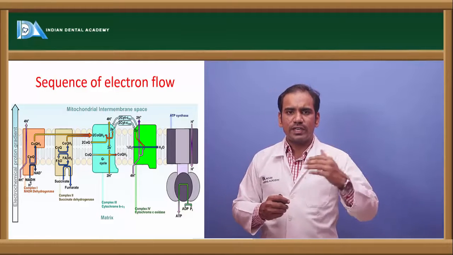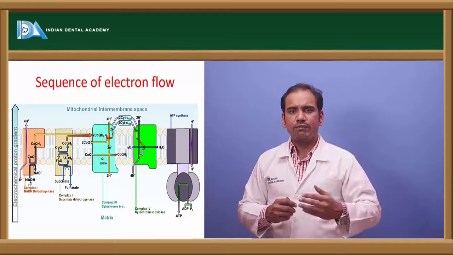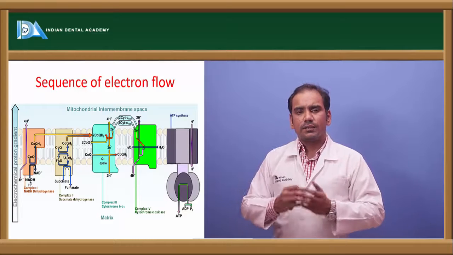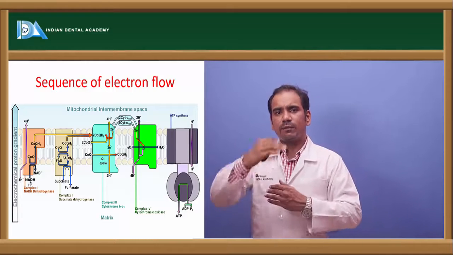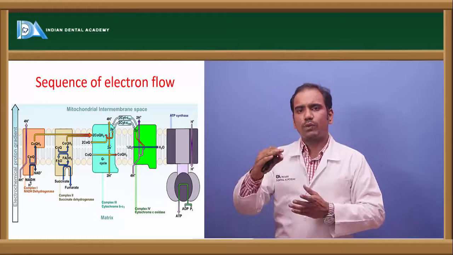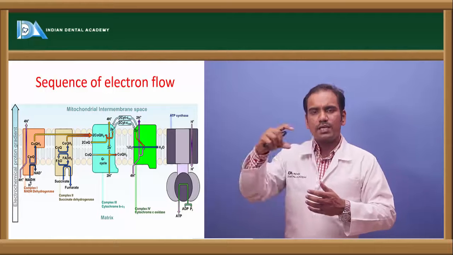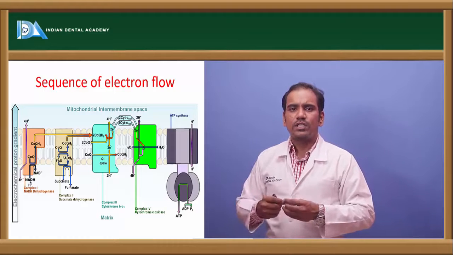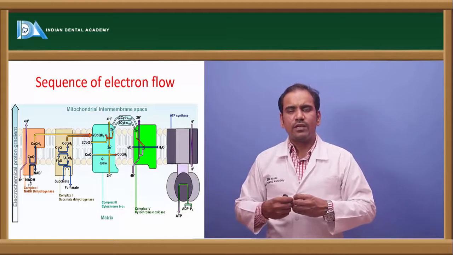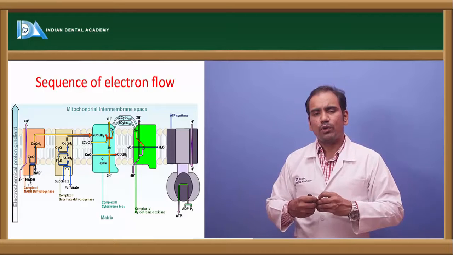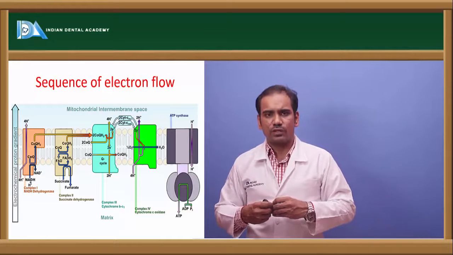So there is oxidation of reducing equivalents, and that results in the creation of a proton gradient, and that proton gradient is responsible for the synthesis of ATP. So the oxidation is coupled with the phosphorylation. So that's why synthesis of ATP in mitochondria we call it oxidative phosphorylation.